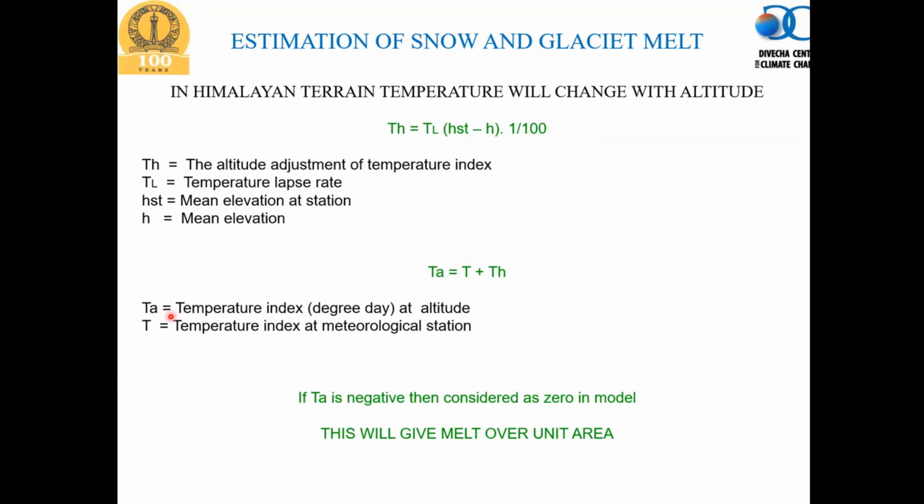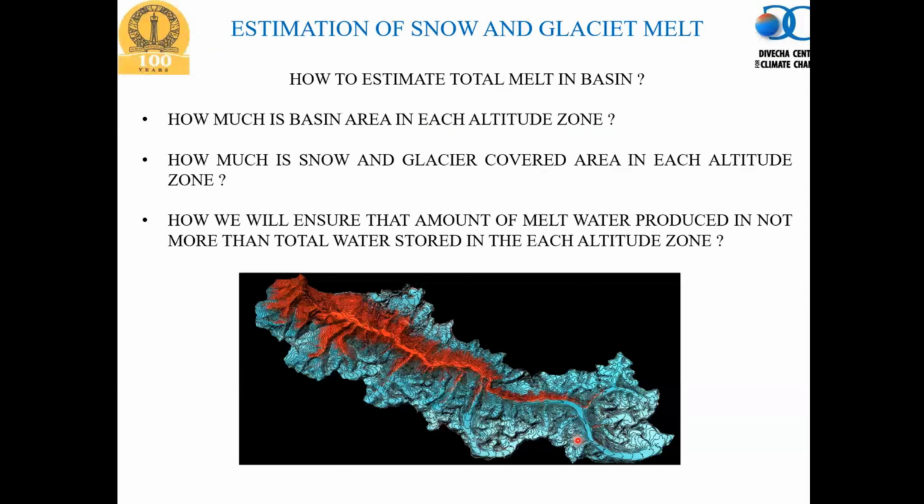So what it is giving is a temperature index at altitude and a temperature index at the meteorological station. TA is the temperature index at altitude, T plus TH. If TA is negative, then it is considered as 0 in the model, and this will give melt over a unit area. Remember one thing, this is not going to give melt over the entire geographical region, so you need to convert it into the larger geographical area.